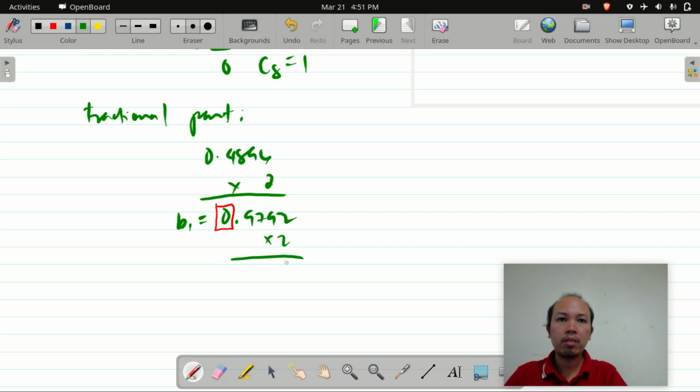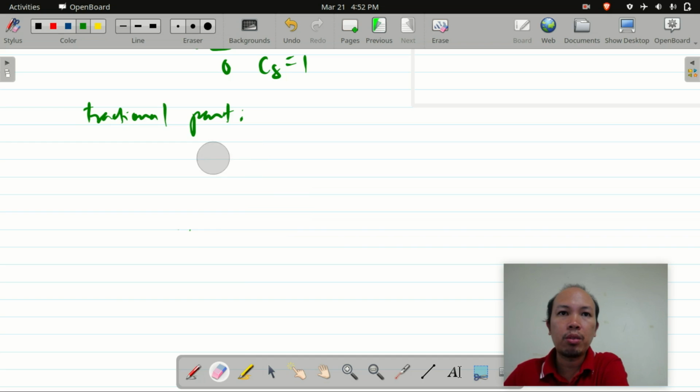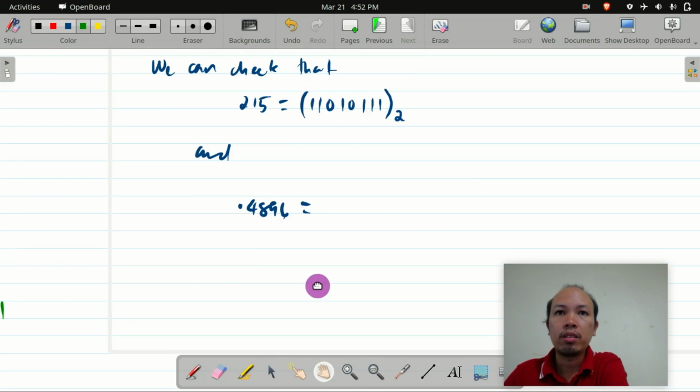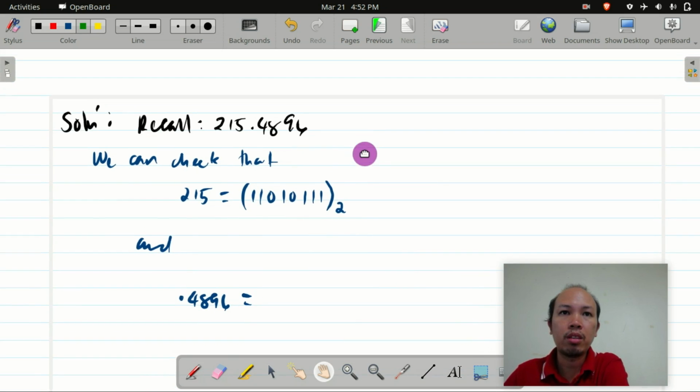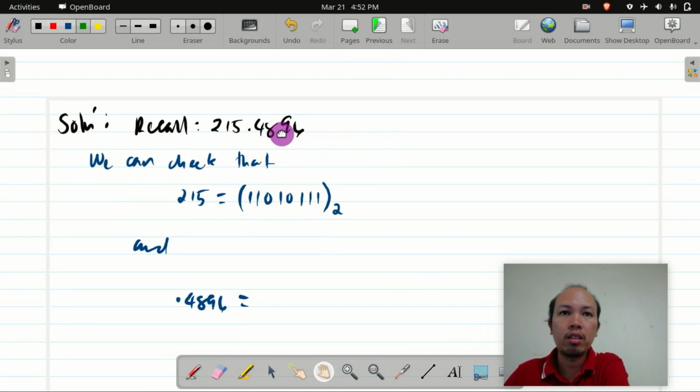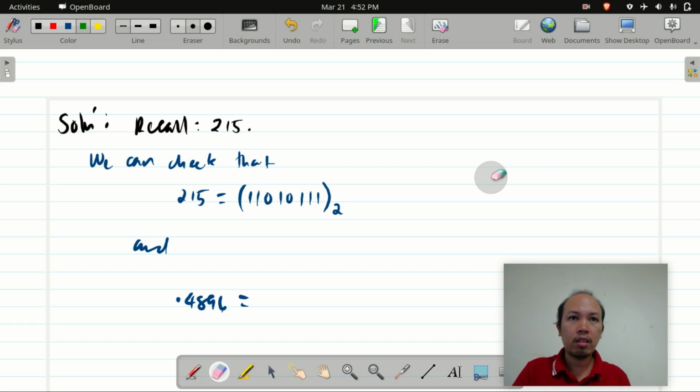Maybe let's try to have a finite representation. Let's replace the fractional part by a number which can be represented finitely. So let's try maybe 375.